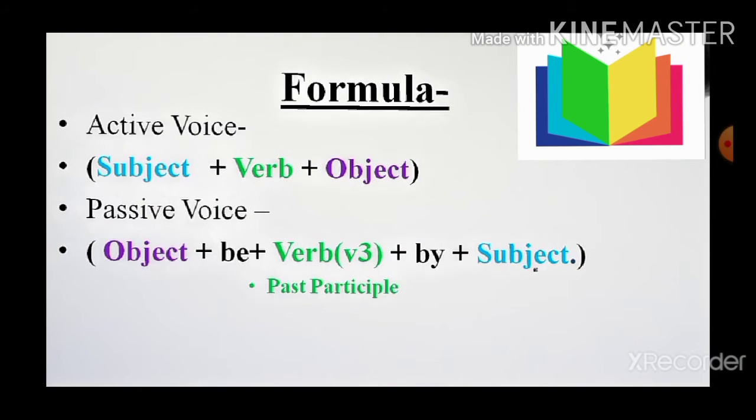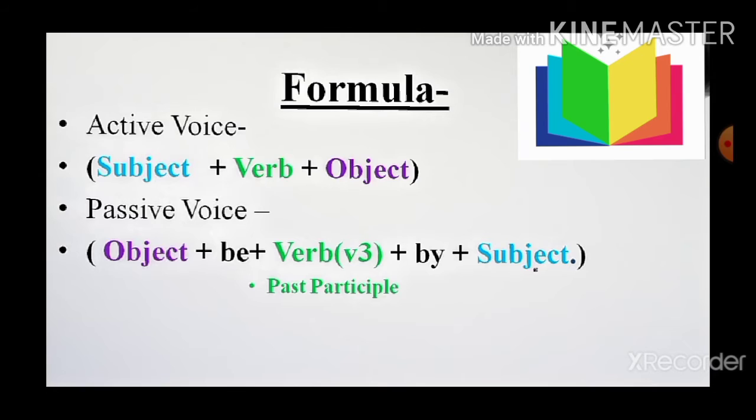Now let's see the general formula of change in voice. We generally write a sentence in active voice with the formula subject plus verb plus object. When we convert a sentence into passive voice, then we use the formula object plus be plus third form of verb plus by plus subject. Subject and object change their places with each other in passive voice. Subject in active voice becomes object in the passive voice.